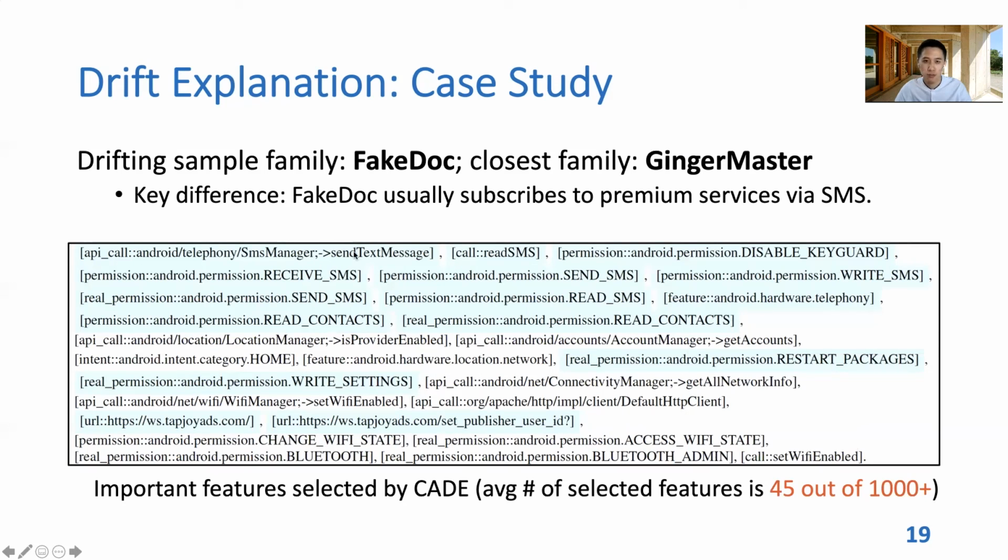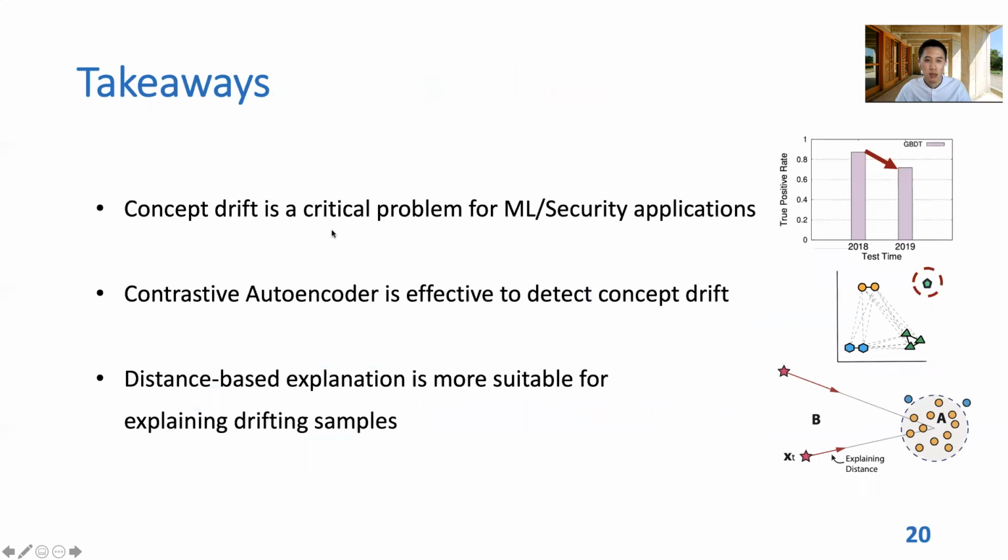To conclude, concept drift is a critical problem for both ML and security applications. And contrastive autoencoder is quite effective to detect such drift. Also, distance-based explanation is more suitable to understand them.